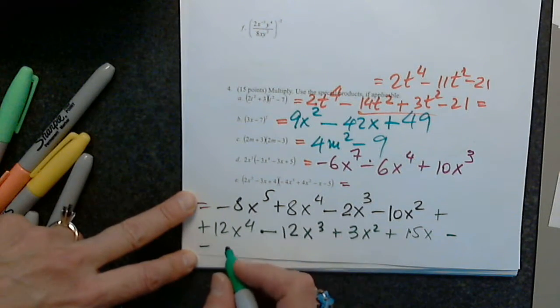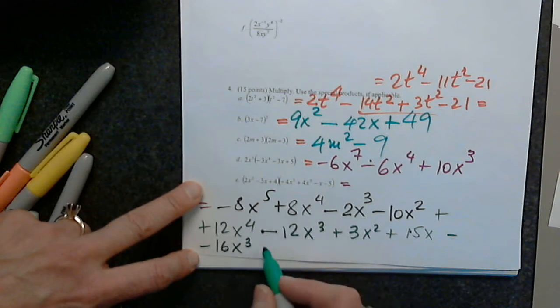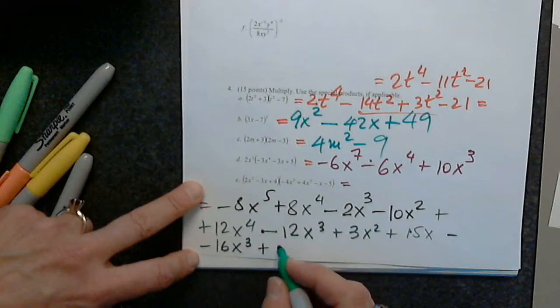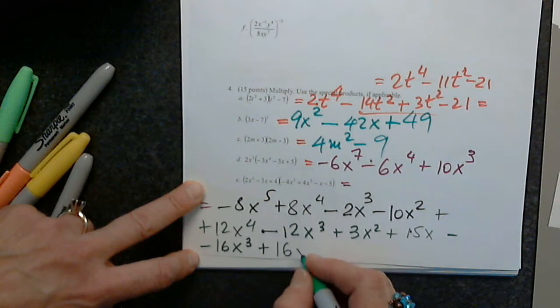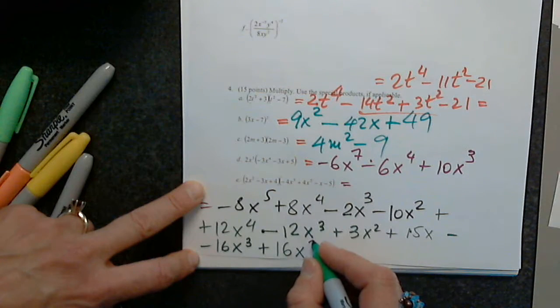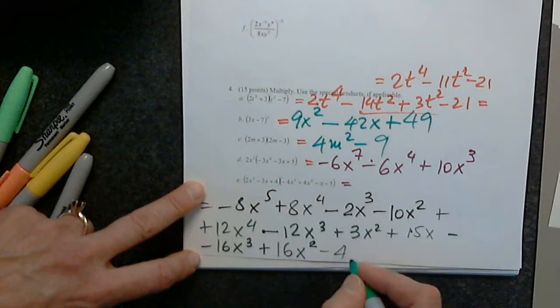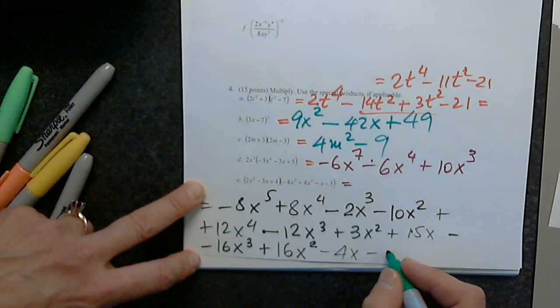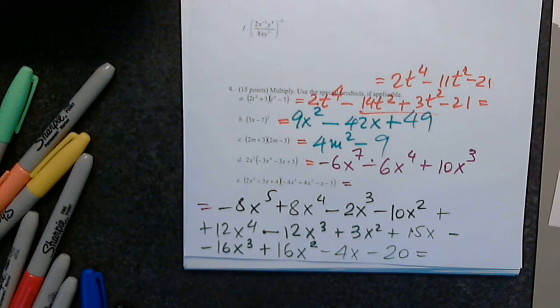Minus 16x to the 3rd, very good. Plus 16x to the 2nd. Very good. Awesome. Minus 4x. Very good. Minus 20. Awesome. Well done. So now we do have those 12 terms as we expected.